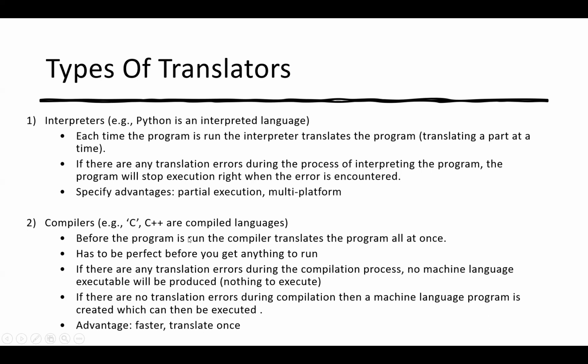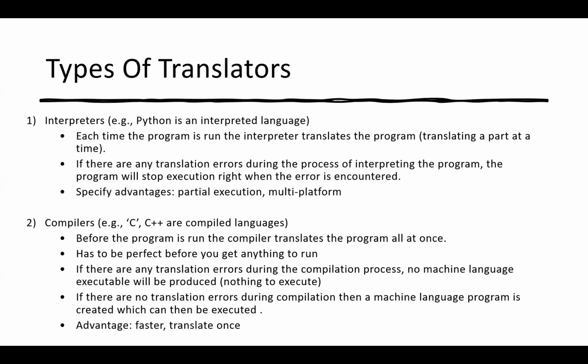Compilers translate the entire program at once, and therefore it has to be perfect and error-free before you compile, because it compiles all at once. It will check whether there are any compile time or syntax errors. If there are any errors, they will be detected, and in order to compile, you have to correct the errors. Therefore, the code has to be perfect before you compile it. If there is any translation error during the compilation process, no machine language executable will be generated, because if an error is detected halfway through, it will stop the process.